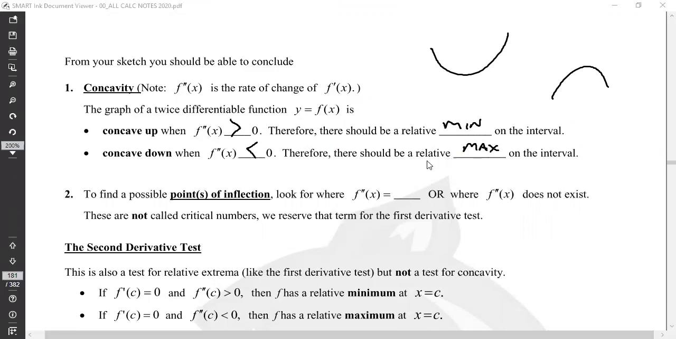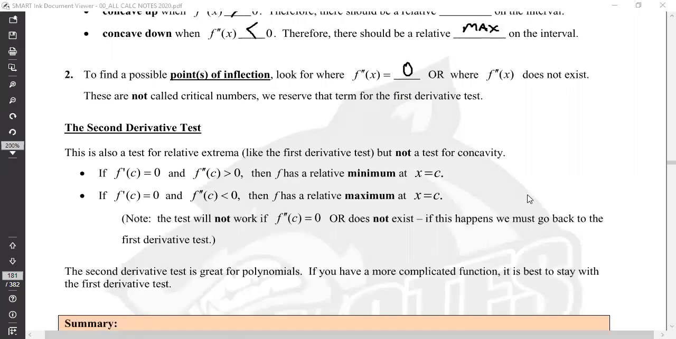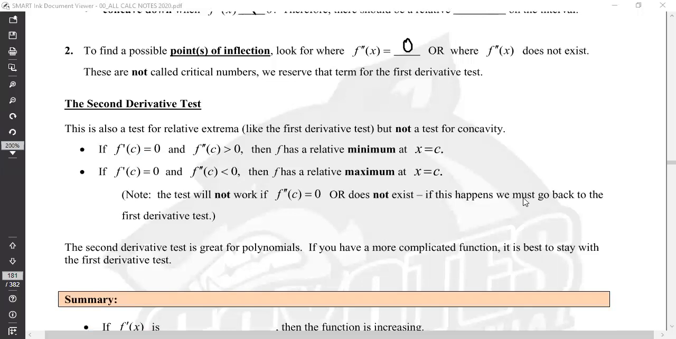To find possible points of inflection, we look to see where f double prime is 0. So we're going to have a possible point of inflection where your second derivative is 0 or where your second derivative does not exist. These are not called critical numbers. We reserve that term for the first derivative test, but we're going to treat them similarly, though technically they're not critical numbers. What this ends up inferring is we have the second derivative test.